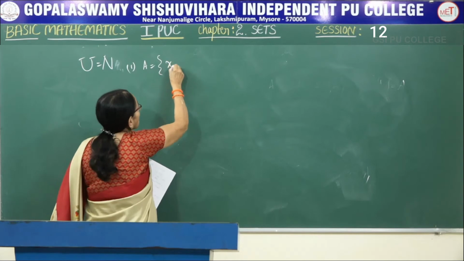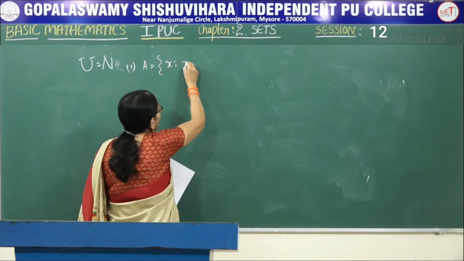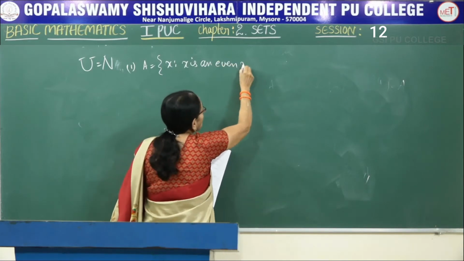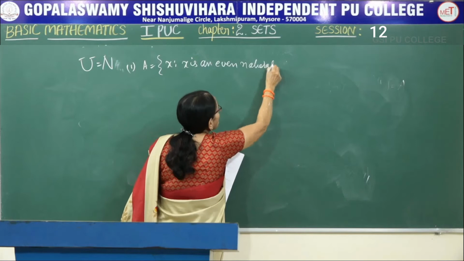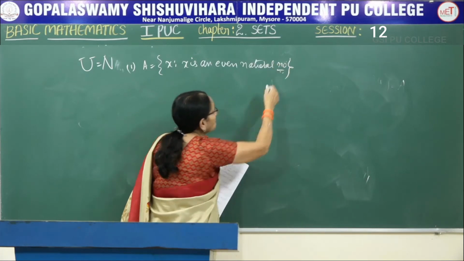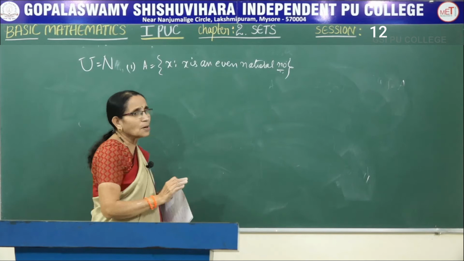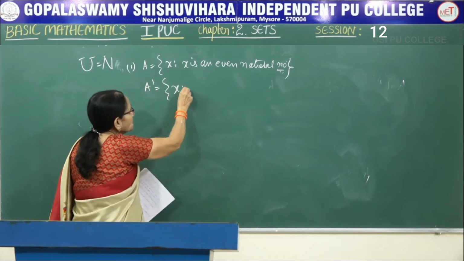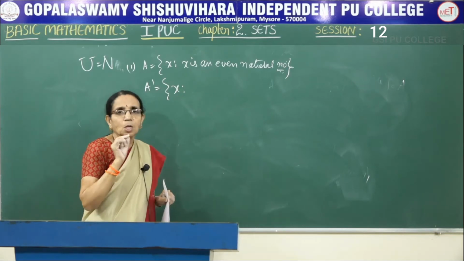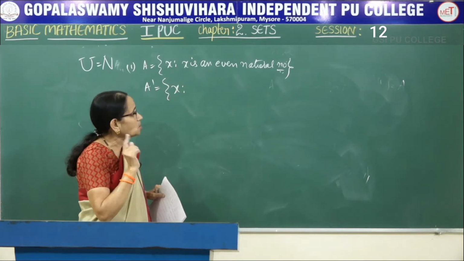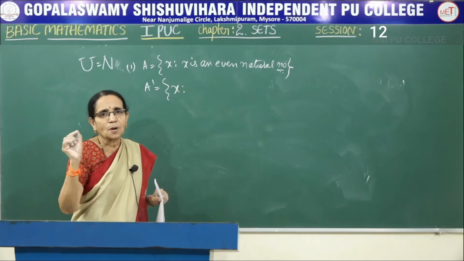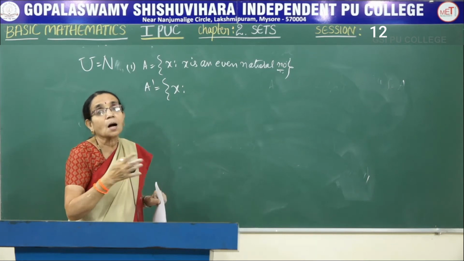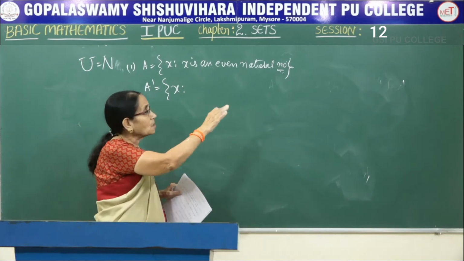Now, A contains all x such that x is an even natural number. When it is given in the set builder form, you better write in the same form. See, what is the universal set? N. Even natural number means 2, 4, 6, 8, 10, 12, etc. So, what is the complement of this one? All odd numbers.